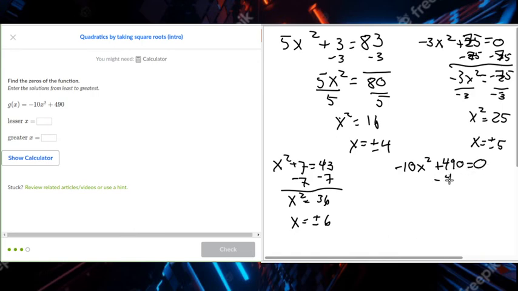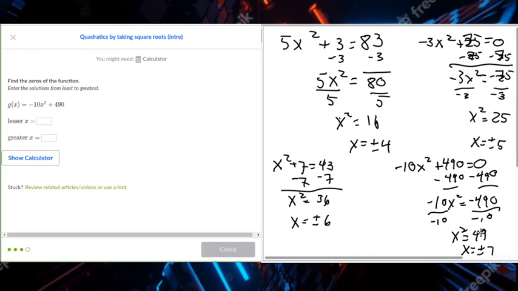So subtract 490 from both sides, and I'll get negative 10x squared is equal to negative 490. 0 minus 490. Then I'll divide both sides by negative 10. And then that's x squared is equal to 49. So I'll take the square root of both sides, and x is equal to positive or negative 7. Negative 7 squared is 49. Positive 7 squared is 49. The lesser number is negative 7, and the greater number is positive 7.